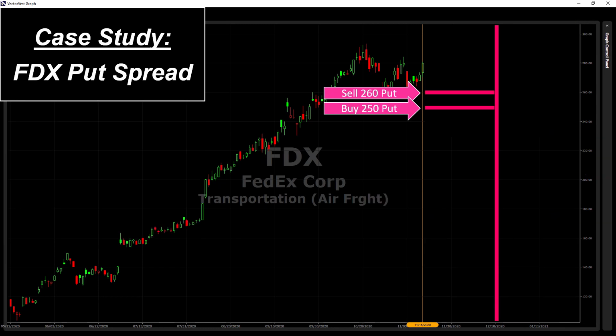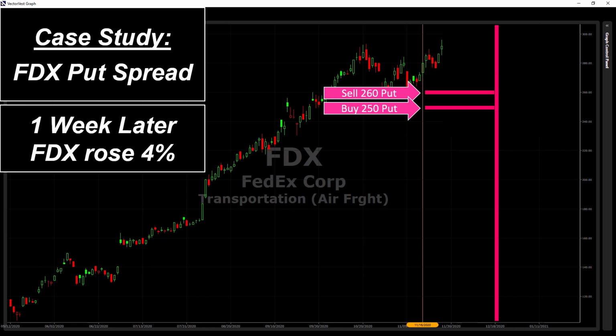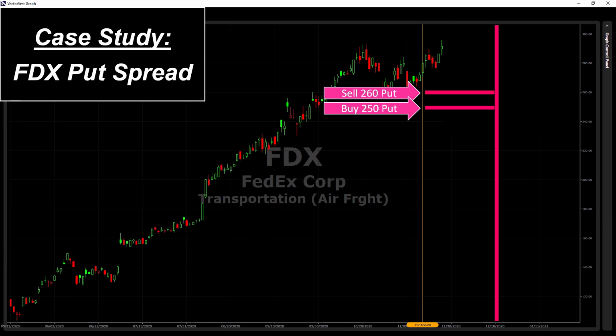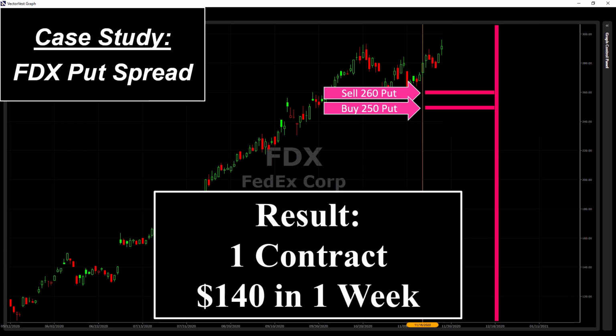Okay, let's quickly compare the two trades and see what happened. 1 week after entering the trade, FedEx rose 4%. So if you bought the stock, you made 4% return. During that same time, the spread hit its profit target. The profit target is defined as 50% of the original credit you received. Since I only traded one contract, my profit was $140 in that 1 week.